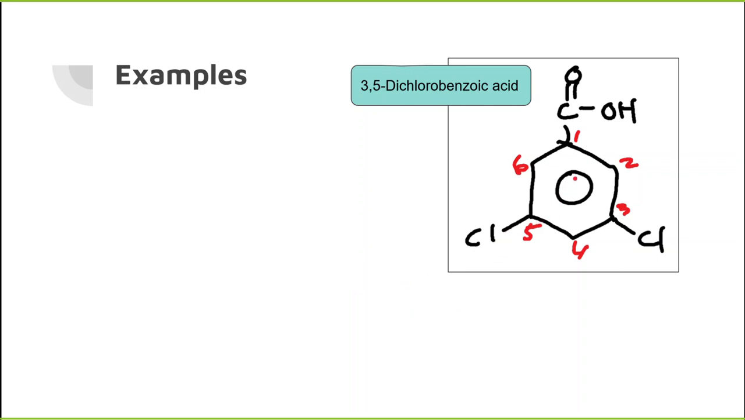Here's a benzoic acid. So this is a benzene ring. We're going to start the numbering on the carboxylic carbon right here, and then we start numbering around. I believe in this case it doesn't matter which way you go because they're both chlorines and they're both in the 3 and 5 positions. So you get 3,5-dichlorobenzoic acid. Any questions there?